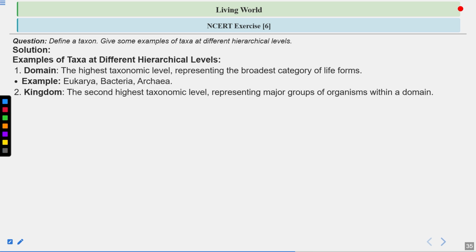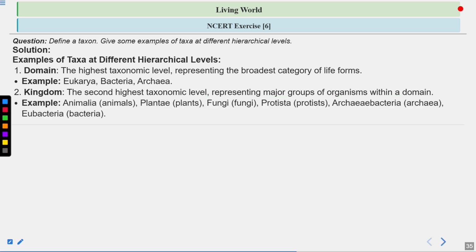Then there is a kingdom. Kingdom is the second highest taxonomic level. It is below domain, representing major groups of organisms within a domain. Like kingdom Animalia, it includes all the animals. It is a very broad category. And remember, when the category is very broad, the number of shared characteristics is very small. Examples: kingdom Animalia, Plantae, Fungi, Protista, which includes unicellular eukaryotes, then Archaebacteria, which includes primitive bacteria, then you have the Eubacteria.